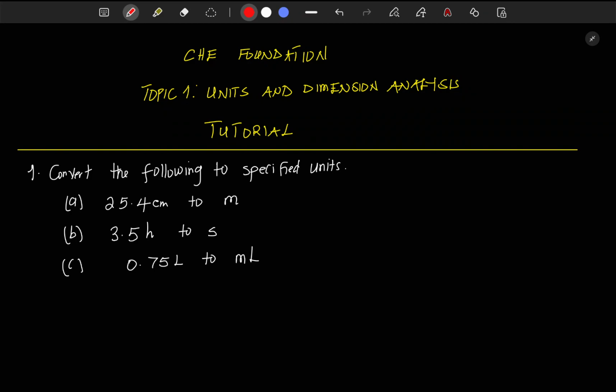25.4 centimeters to meters. Well, seems easy, right? But we're going to use dimension analysis. So 25.4 centimeters, we are saying multiply by 1 meter makes what? 100 centimeters. This is the correct way to do it. All right. I don't want you to be saying 1 meter is equal to 100, then x. No, we are over that now.